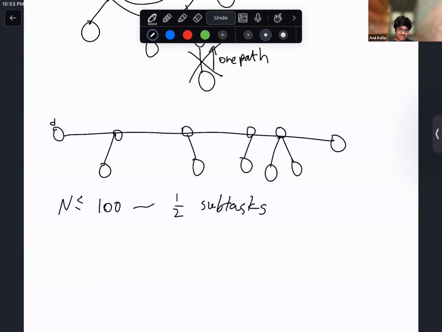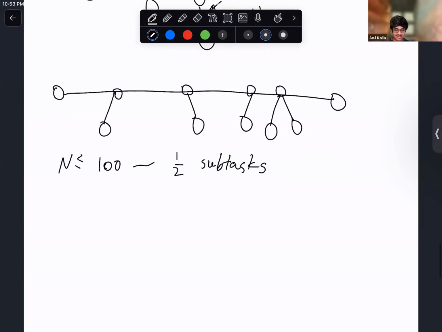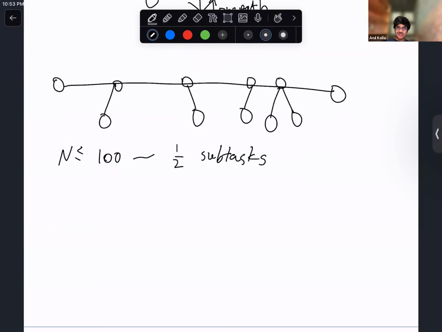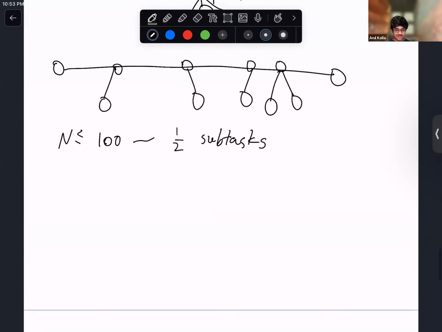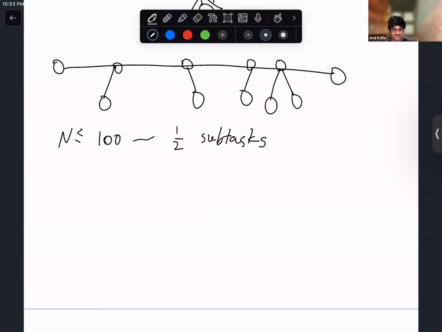Okay, but how do we solve this problem for the full test? Well, again, we have to bring down the number of possible choices for our long path. So how do we solve this problem? The idea is we can actually choose the longest possible path.